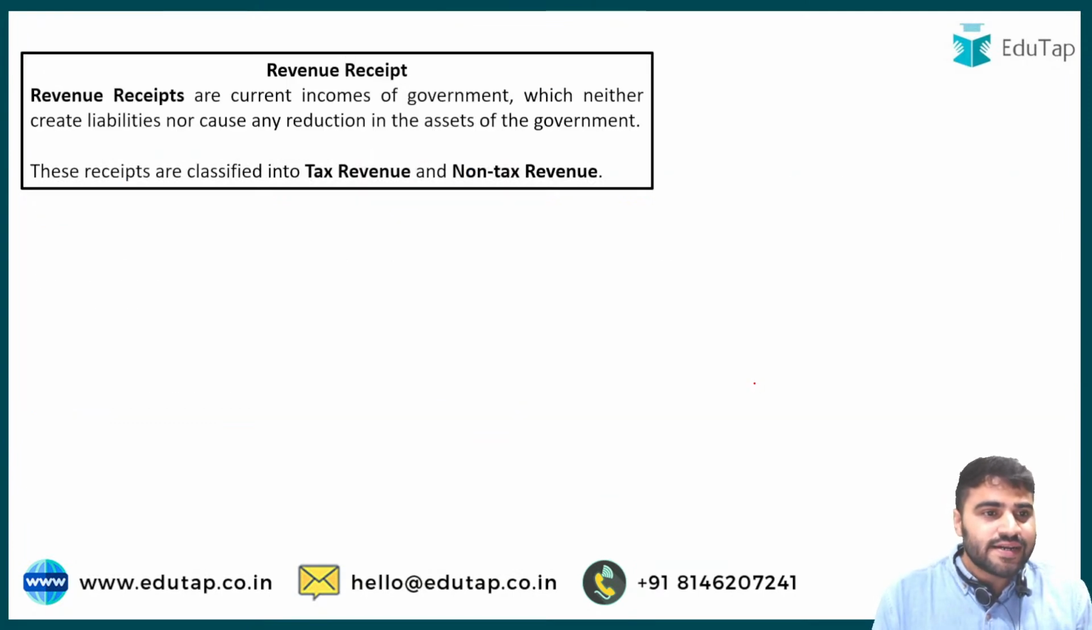So here you can see that revenue receipts are current incomes of the government which neither create liabilities nor cause any reduction in the assets of the government. These receipts are classified into tax revenue or non-tax revenue.